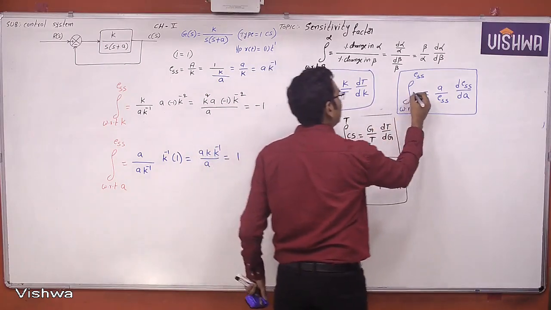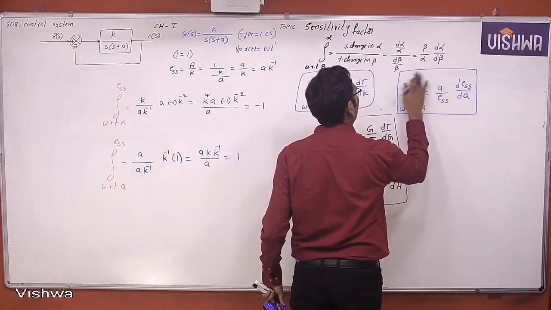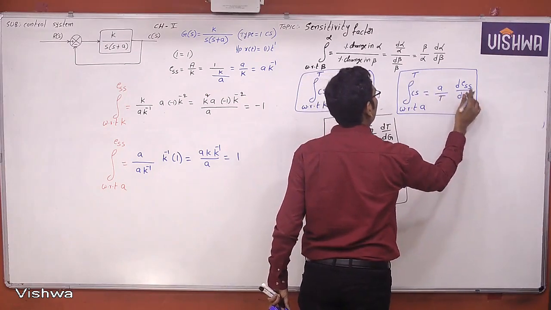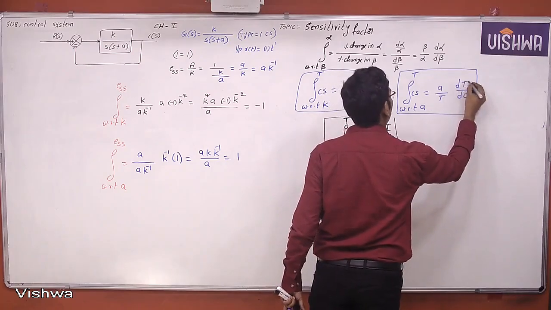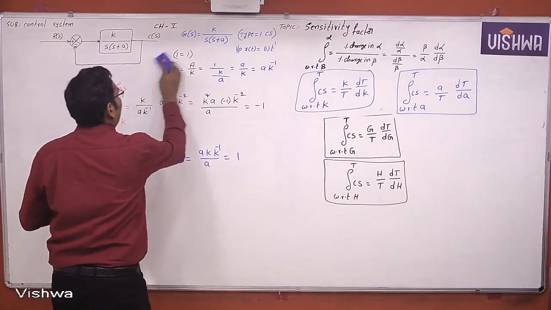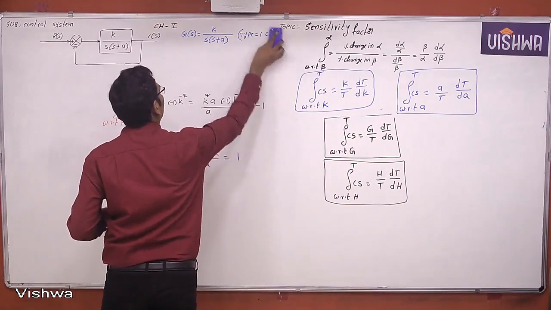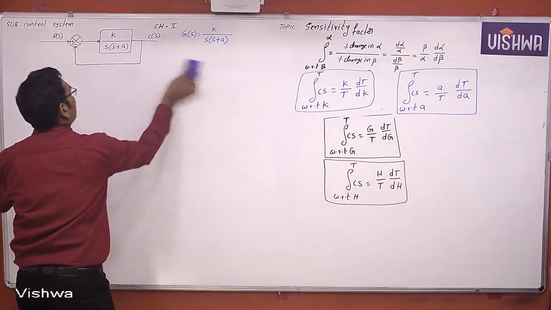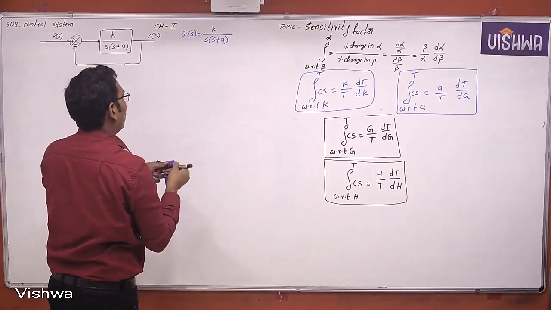Again, the sensitivity of a control system means first you take the control system transfer function T, then differentiate the transfer function with respect to the parameter. This is another question. But first you need to find the transfer function. This is the open loop transfer function, therefore what is the closed loop transfer function?